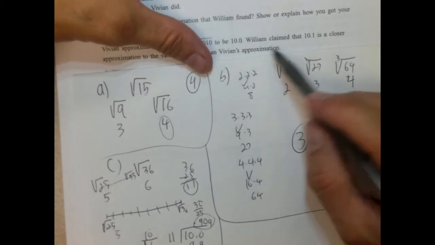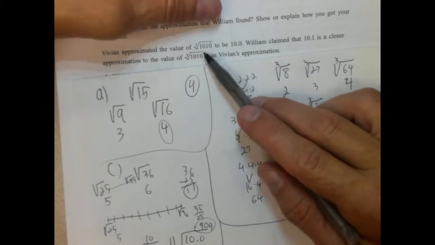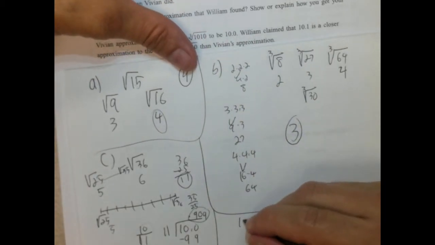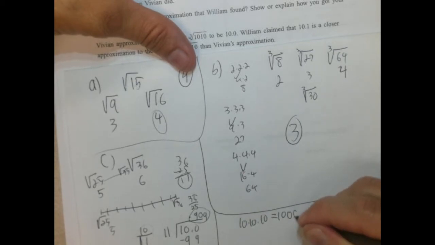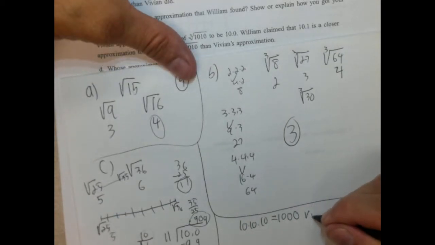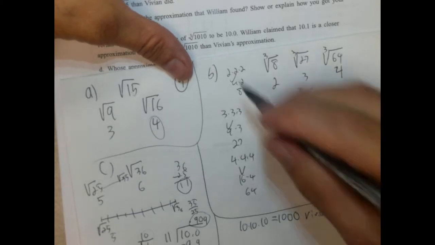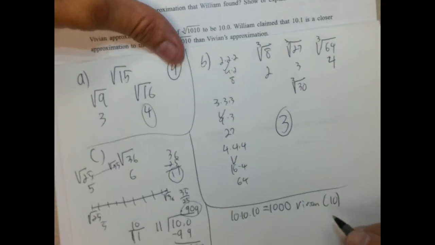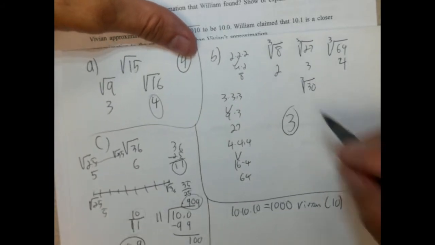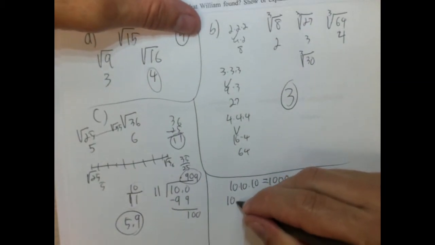We can multiply each of these by itself and then find out which one is closer to that. So 10 times 10 times 10 is 1,000, and that is Vivian's. So that is 10 away. So a difference of 10. Whoever has the lowest difference is going to win this challenge. William's, this would be a lot easier with a calculator.